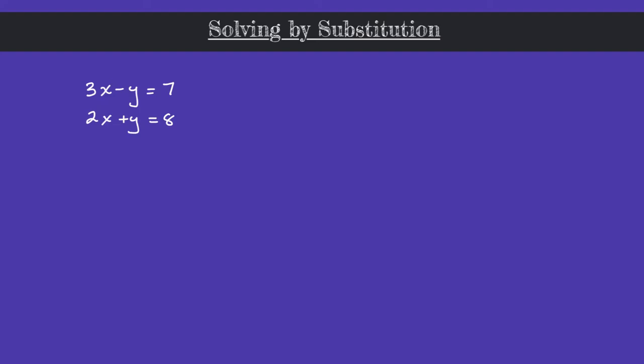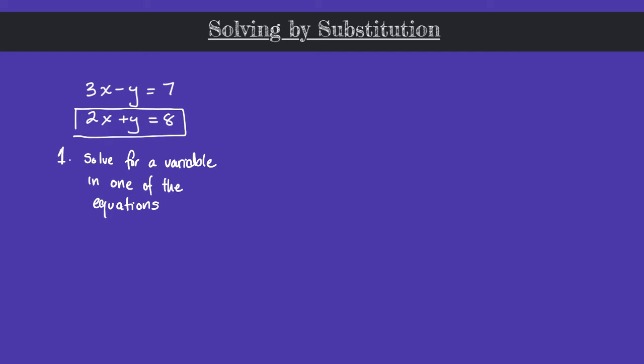So in other words, I am going to solve for a variable in one of the equations. Okay, so that's like the first step. Now, which equation you choose is totally up to you, and which variable you choose to solve for is totally up to you. I am going to choose to rewrite the second equation and solve for y in my first step.